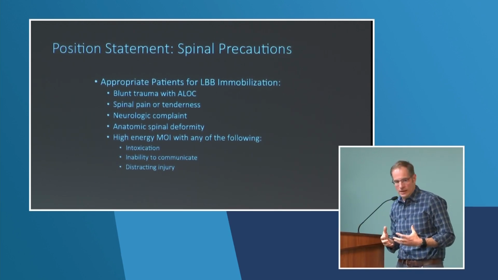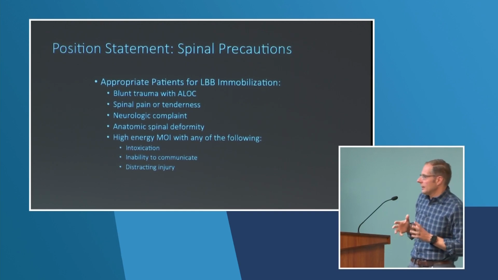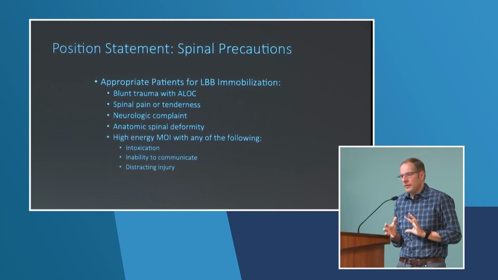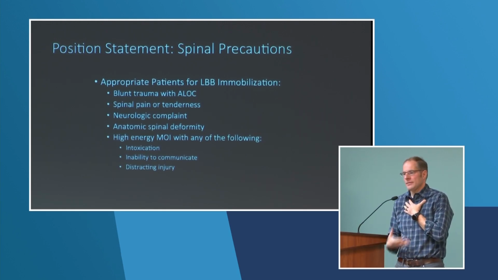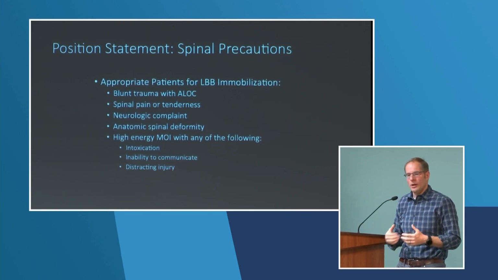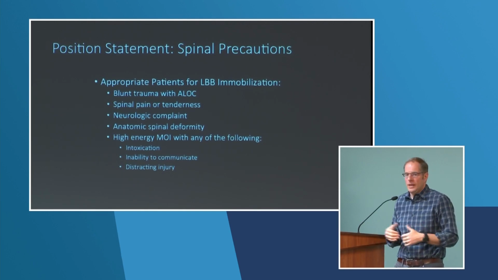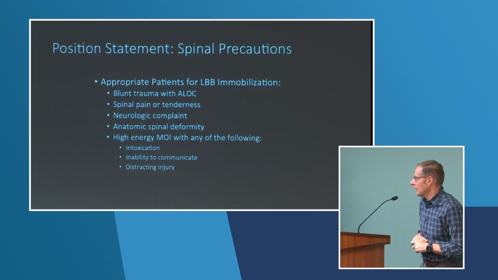And then a distracting injury. Clinically, the most underappreciated distracting injuries that we have are some kind of injury to the torso. Like if someone has rib fractures, that's something that commonly can distract someone from a spinal injury. If someone has a broken toe, it's less likely that that's going to distract them from a spinal injury.